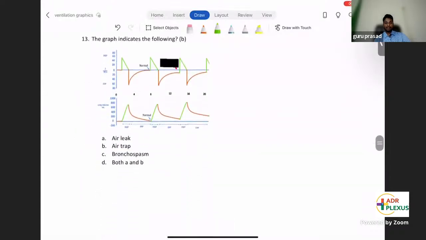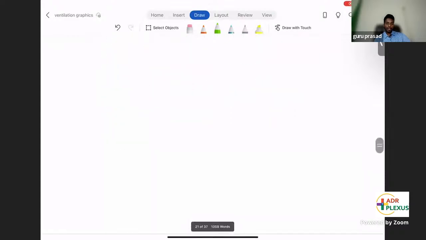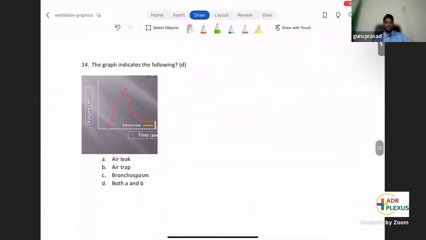Now, next thing, what does this graph indicate? Can anyone tell? So basically, I will explain. What is happening is your baseline is increasing and your volume is not reaching the baseline. This we have already discussed, your baseline is keeping on increasing. Yes, this is air trap. Excellent.